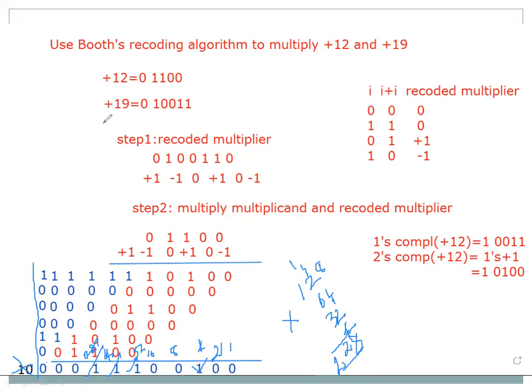So now you have to perform the ordinary multiplication. 12 into 19, it is nothing but, we know very well, 228 is the answer. So in this way, we can verify this problem.